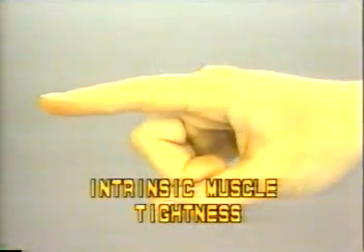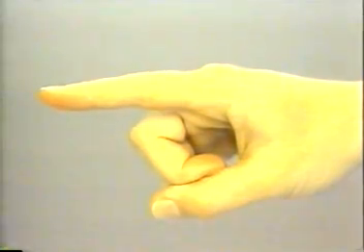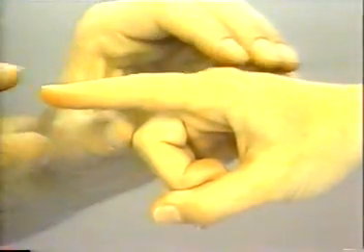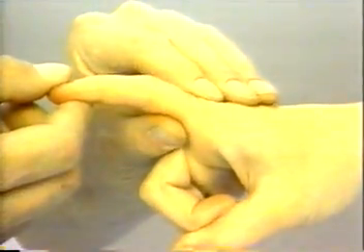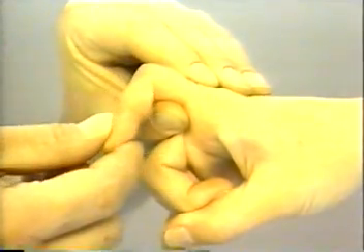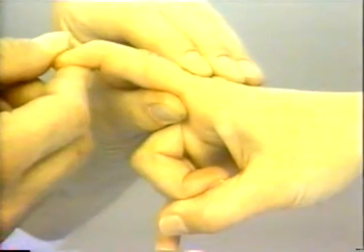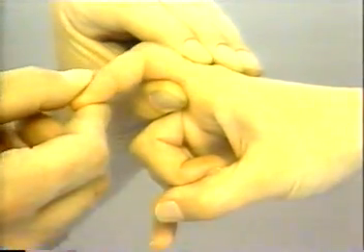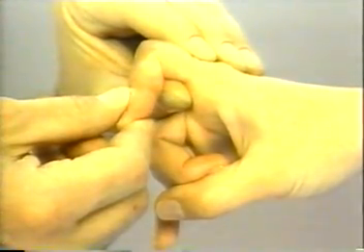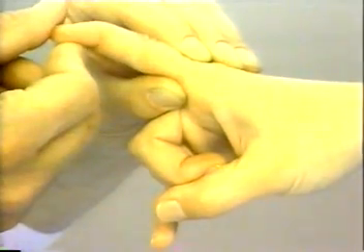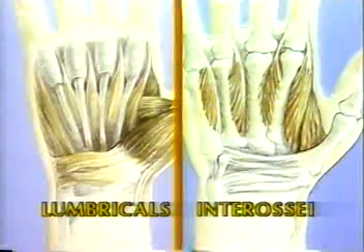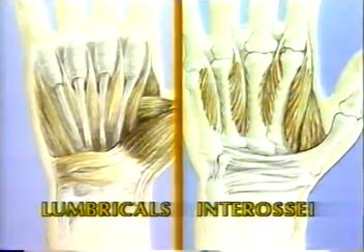Intrinsic muscle tightness. Hold the metacarpophalangeal joint in slight extension and attempt to flex the proximal interphalangeal joint. If the proximal interphalangeal joint will not flex fully while the metacarpophalangeal joint is in extension, this suggests tightness of the intrinsic muscles of the hand, the lumbricals and interossei.